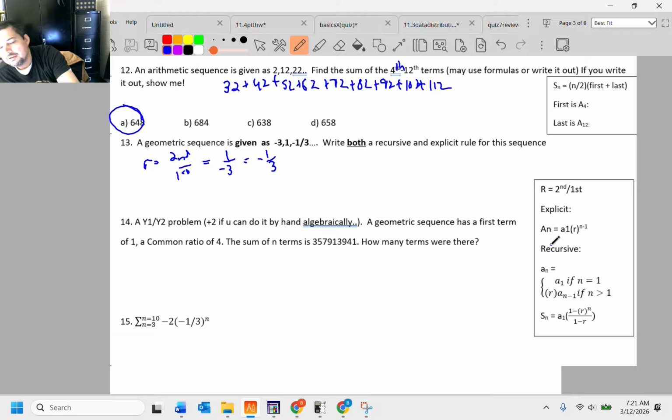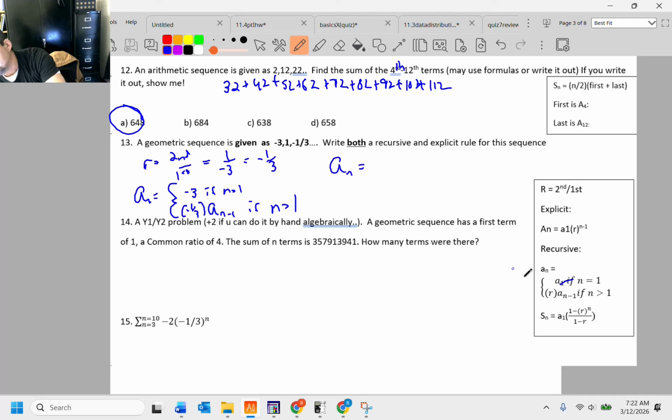I have kids leaving this blank. I don't know how you breathe. First one's -3 if n is 1, again, my attention is right here off to the side where the formula is. And it's -1/3 times a sub n minus 1 if n is bigger than 1. I don't know why you'd be leaving that blank. What's wrong with you? The explicit rule right there: the first term of -3 times -1/3 to the n minus 1. Ta-da!